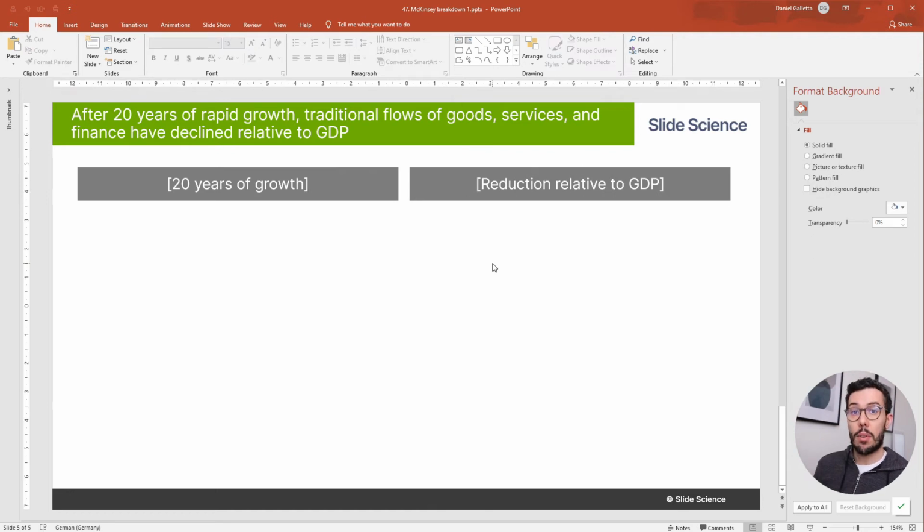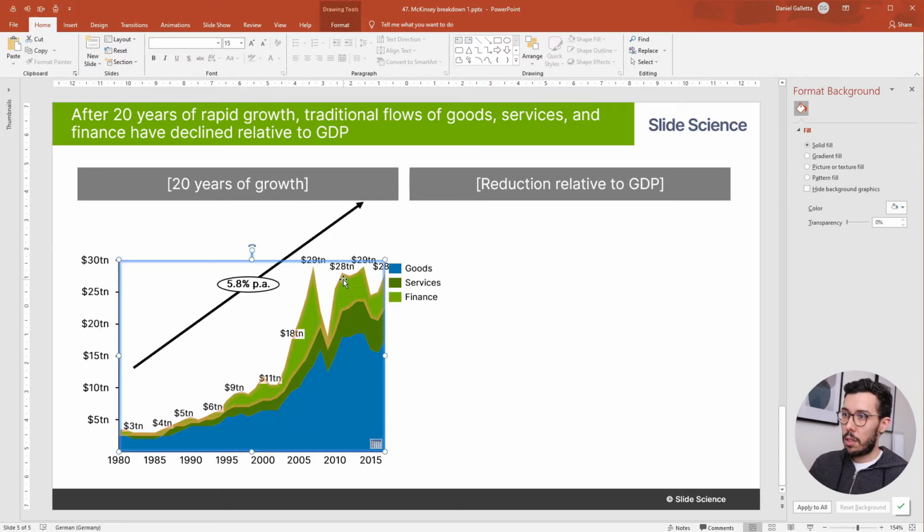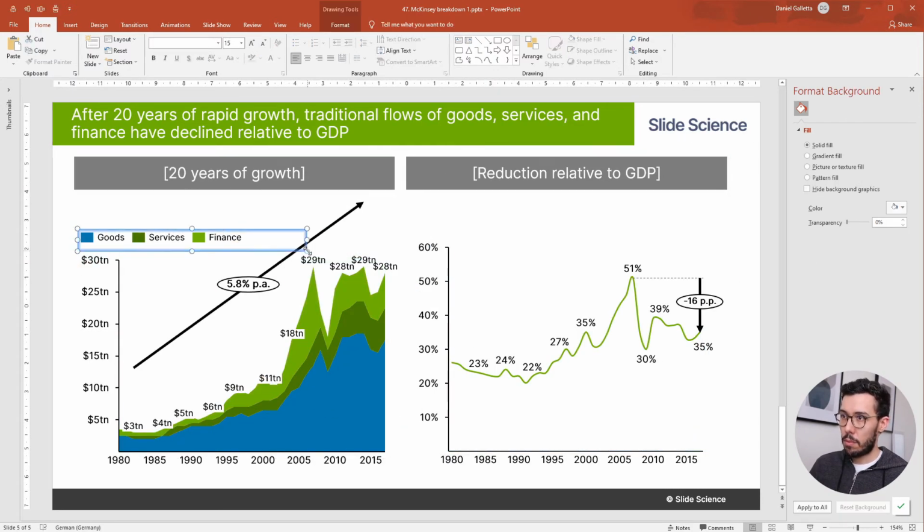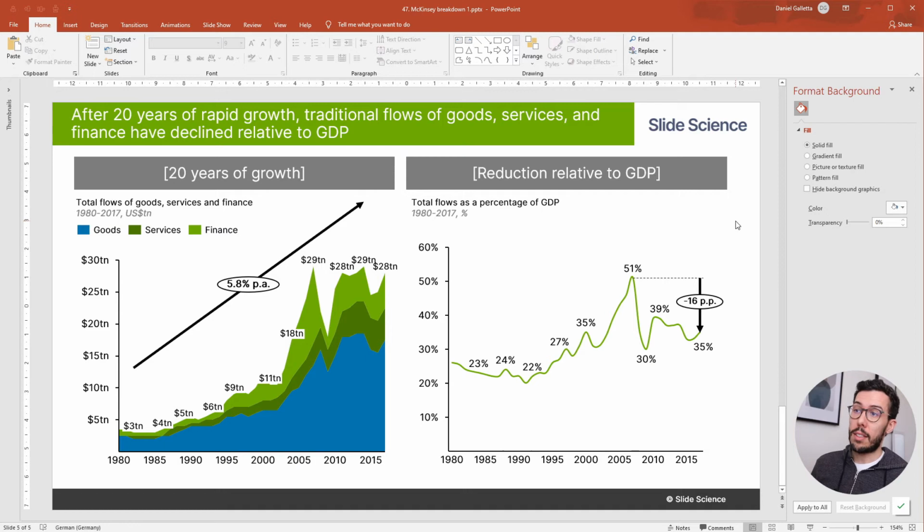All right, this is how I'm going to set it up. There's going to be a chart on the left which shows 20 years of growth and a chart on the right which shows the reduction relative to GDP. Now I separately pulled all the data points out, so I'm just going to quickly drop the charts in and show you what it looks like. Cool, and these are the two charts.